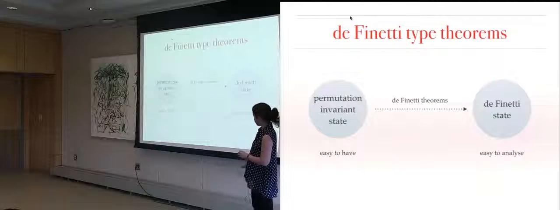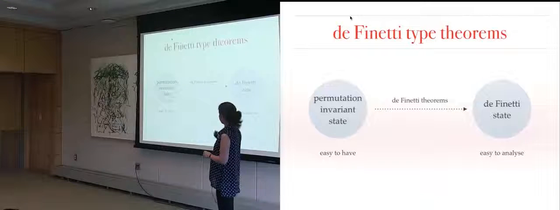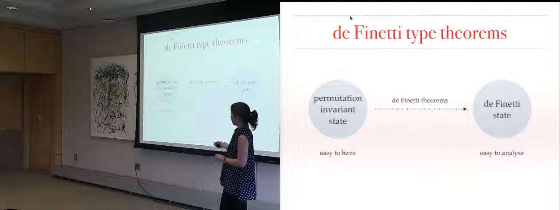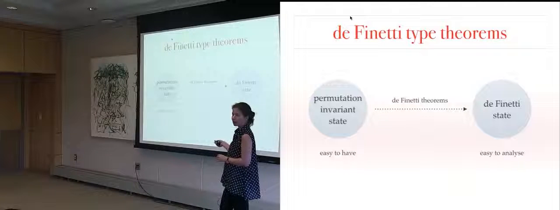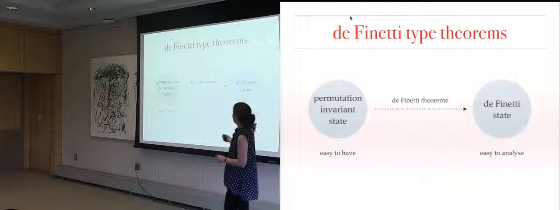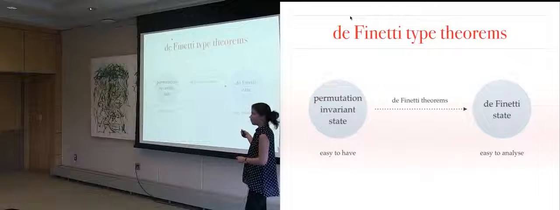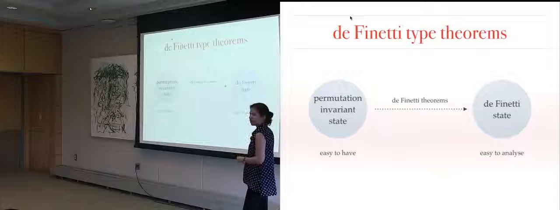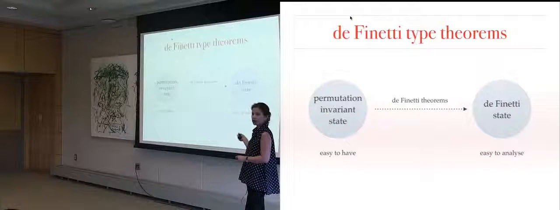Now, the de Finetti theorem is this tool that connects these two ingredients. We start with a permutation invariant state, and I argue that usually it's easy to have. So it's easy to start from that point. And now we are going to use the de Finetti theorem, which will allow us to basically analyze only the de Finetti states, which are easy to analyze because of their structure. So this is the idea.